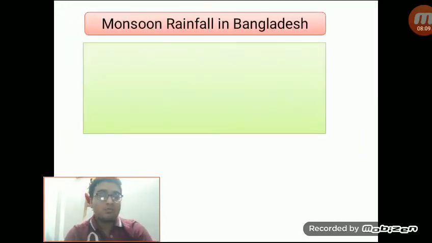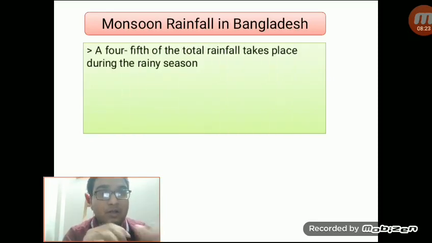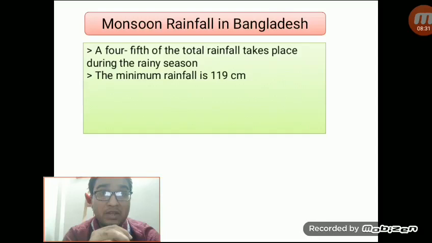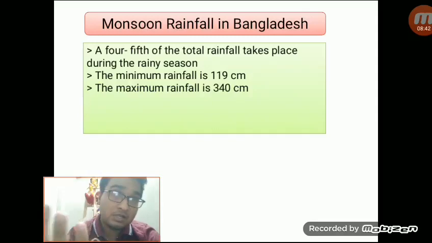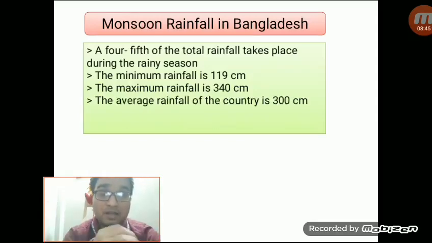So dear students, now I am going to discuss some of the information regarding the monsoon rainfall in Bangladesh, and all of this information is very important, especially for MCQ questions. First of all, four-fifths of the total rainfall takes place during the rainy season. Then the minimum rainfall is 190 centimeter in our country. Then the maximum rainfall is 340 centimeter. Then the average rainfall of the country is 300 centimeter.